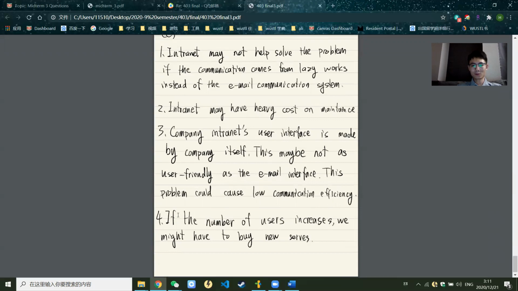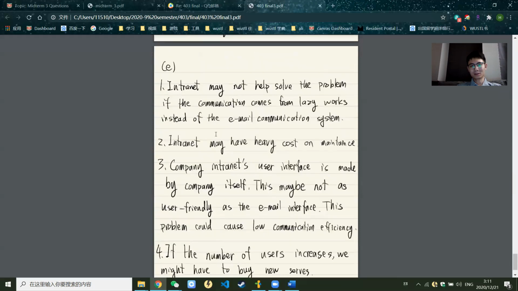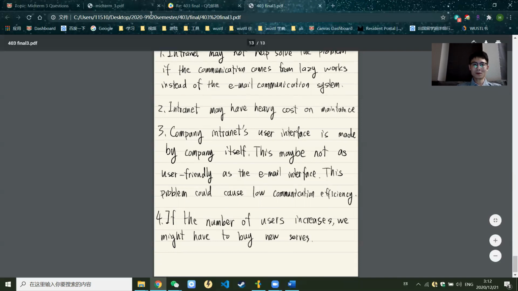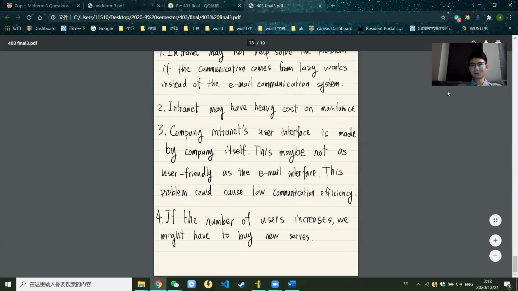And the fourth problem is kind of the same as before. If there are more users, we might have to buy some new servers. So the cost goes with the number of workers. And yeah, that's it for this problem. Thank you.